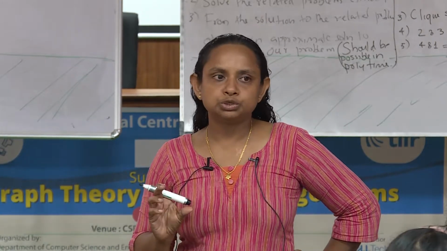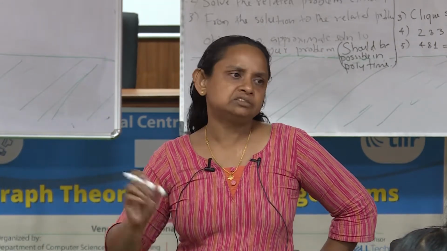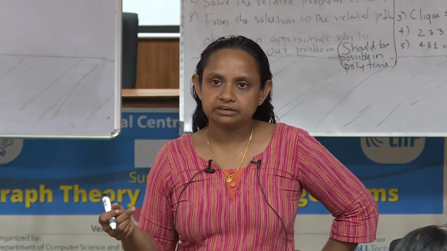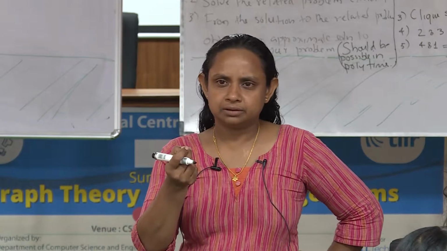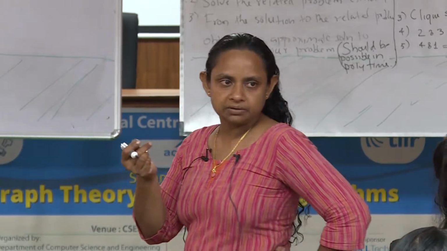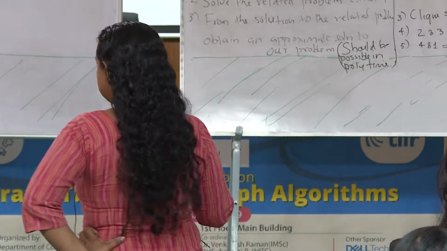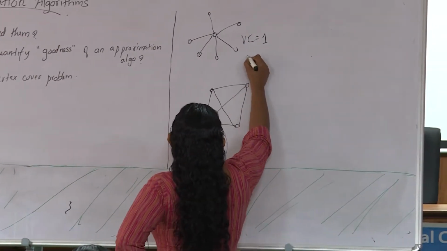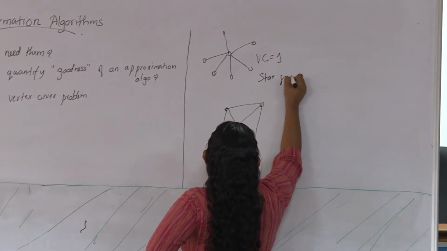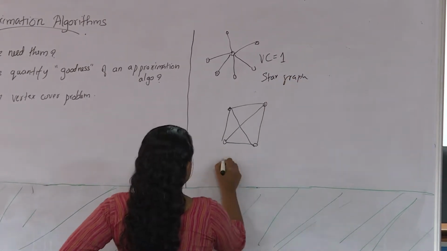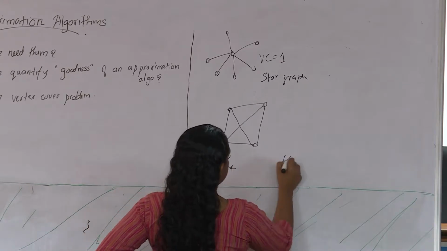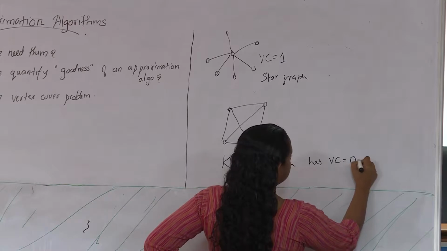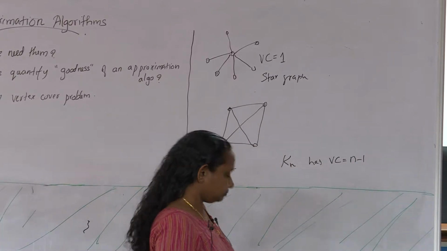Right? If you don't choose any 2 vertices, then the edge between them cannot be covered. Who is going to cover the edge between them? So you can leave only 1 vertex, right? And that is okay also. All edges are covered even if you leave out 1 vertex. So this is called a star graph. And this is a K4. In general, a Kn has vertex cover equal to n minus 1, right?